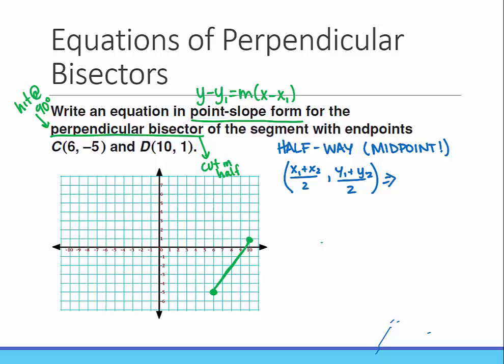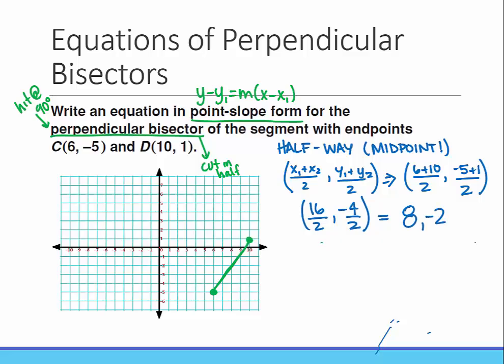So let's plug that in. My x's are 6 and 10, and my y's are -5 and 1. So I get 16 over 2 for x, and I get -4 over 2 for y, or (8, -2). Now this point is right in the middle, over 8, down 2. Hopefully it looks like that on your graph. This is the bisector part. So we have found what's right in the middle of here.